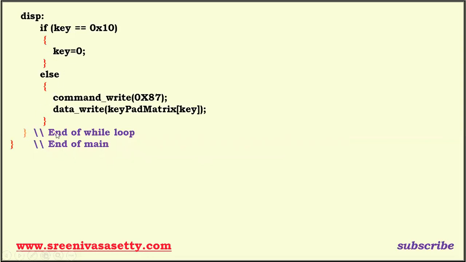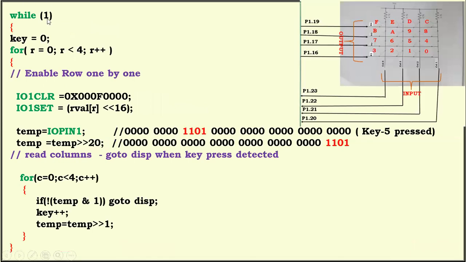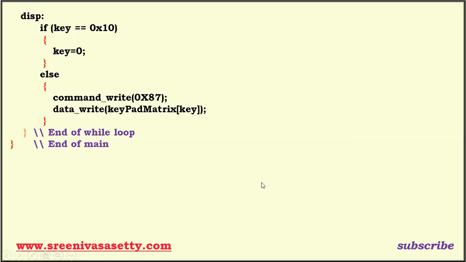Then it goes back. That is the end of the while loop. Then it starts from the beginning. So it is a while loop. Once you start make key equal to 0, for r equal to 0, r less than 4, it keeps on repeating infinitely. Therefore, this must be an infinite loop. By the time we can press anywhere at any moment, the corresponding number is displayed on LCD. Okay, any doubts here? Understood? This is our end of main program.